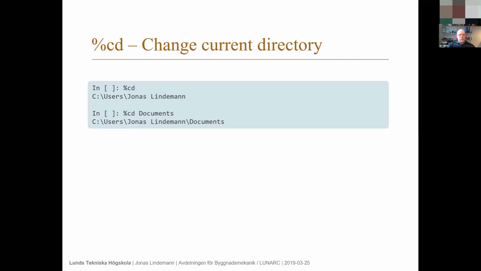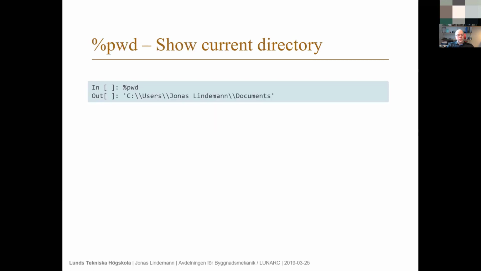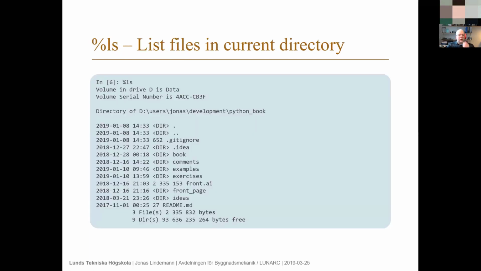For example, you can use the %cd command to switch directories. In this case, I cd to documents, and then it goes into the documents folder of my computer. You can print the working directory with %pwd, so just ask the computer, where am I? And it will print out the current directory where I'm working. You can do %ls, which stands for list files. It will list the files in the current directory of your computer.